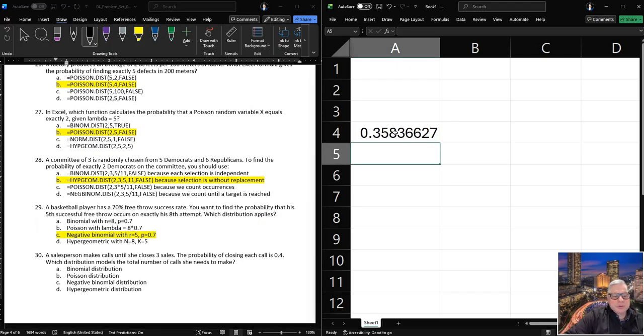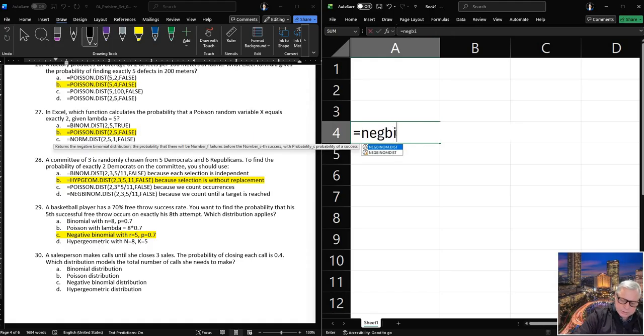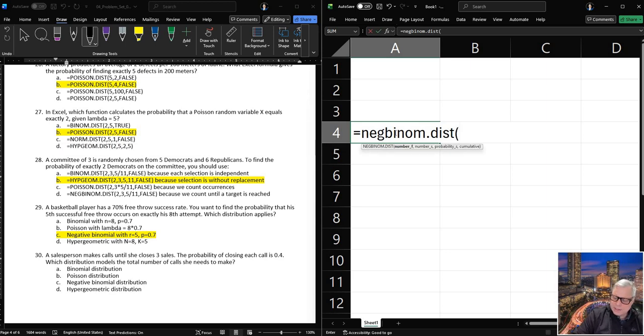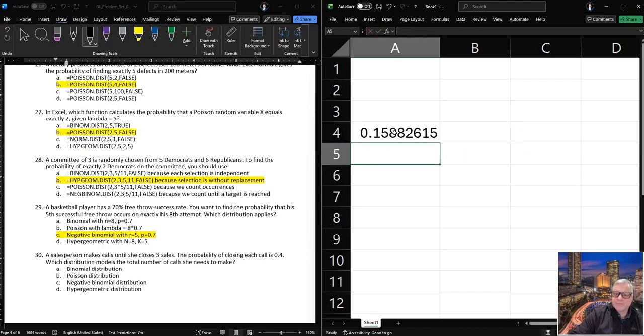If you want to know what the probability is, we would say equals NEGBINOM.DIST, number of failures 3, and then the number of successes 5. The basketball player has a free throw percentage of 0.7, and it's exactly, so it is a 0, so it's a 15% chance.